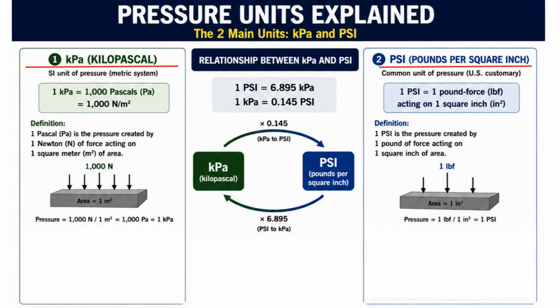PSI is more commonly used in the United States and is widely seen on tyre pressure gauges. 1 psi means that 1 pound force is acting over an area of 1 square inch. The two units measure the same physical quantity and can be converted directly. 1 psi is approximately equal to 6.895 kilopascals. In the opposite direction, 1 kilopascal is approximately 0.145 psi. For example, a tyre pressure of 30 psi is approximately 207 kilopascals. Similarly, 200 kilopascals is approximately 29 psi.